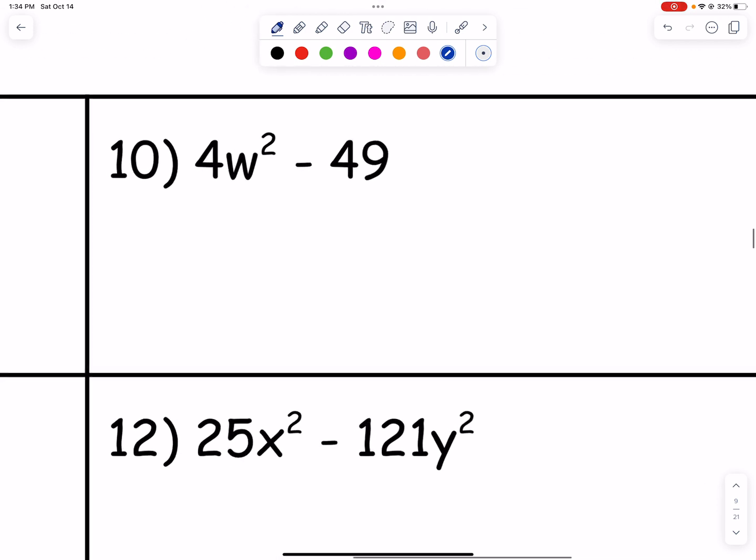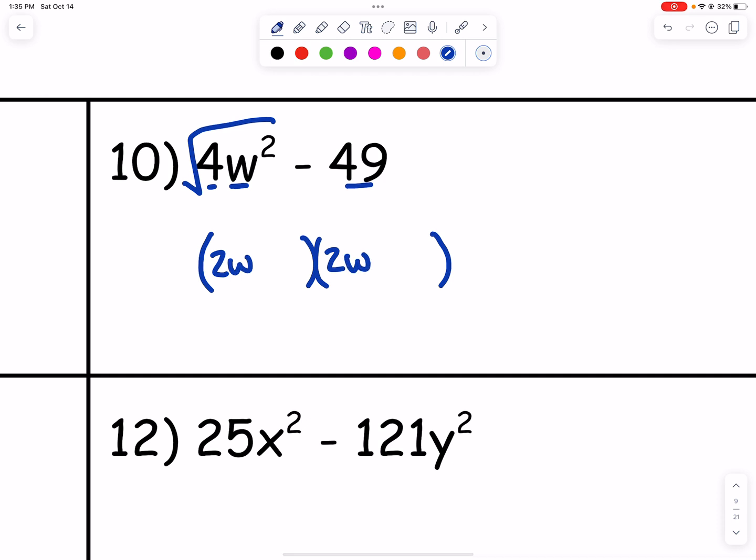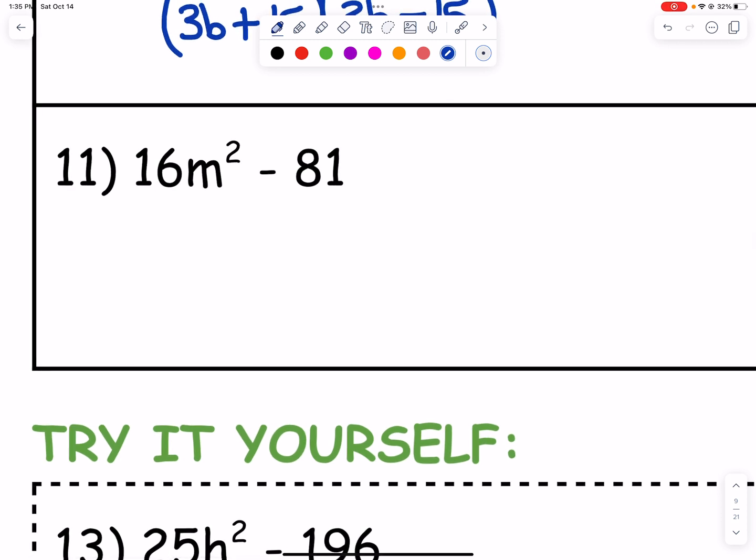What if we have 4w squared minus 49? So we notice we got 4w squared and 49. All are perfect squares. So you want to think of the square root of 4 is 2. The square root of w squared is w. And the square root of 49 is 7. And then we put a plus and a minus. And that's it.